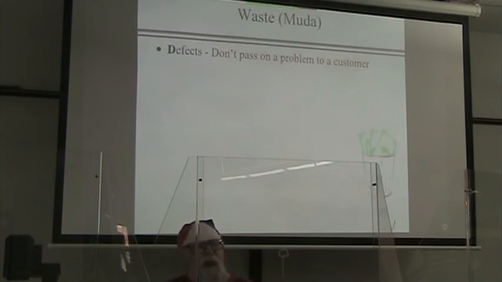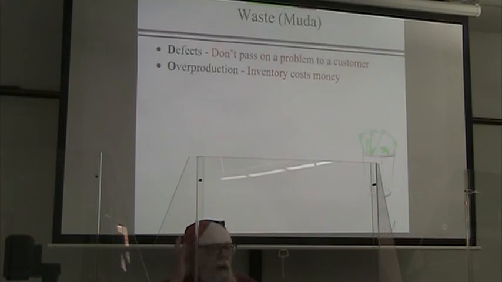All right, so the first kind of waste is defects. We don't pass on a problem to a customer, whether that customer is the next person on the assembly line or the ultimate customer. Overproduction is the next of our wastes. It costs money to build up inventory, and we don't want a lot of money sitting around in our factory or in our warehouse or in our business. We want to be producing at the rate people are buying.